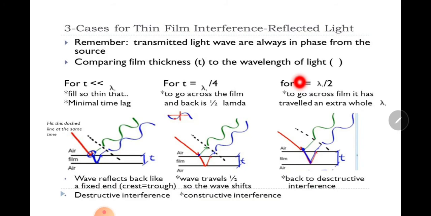Now here the light ray will interfere destructively. Here the light ray will interfere constructively. Here in some places constructively and in some places destructively. But most of the response is destructive. Here constructive interference will take place and here destructive.